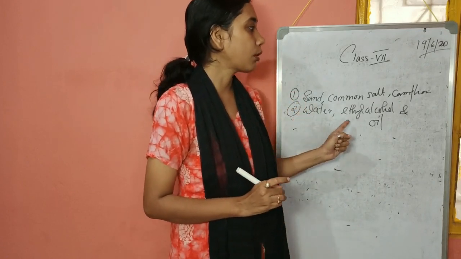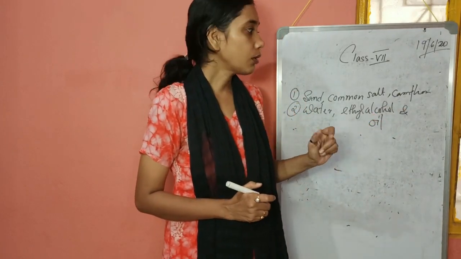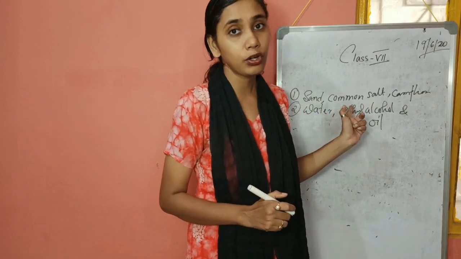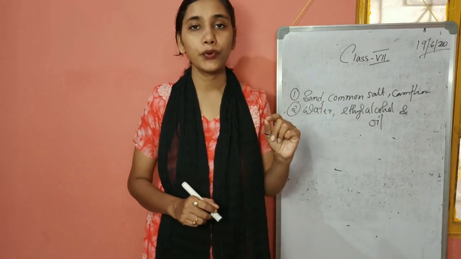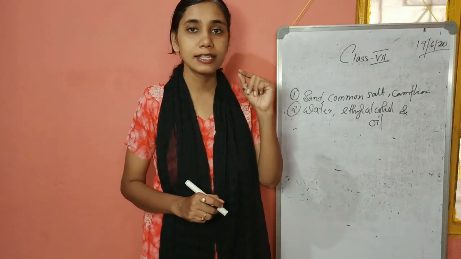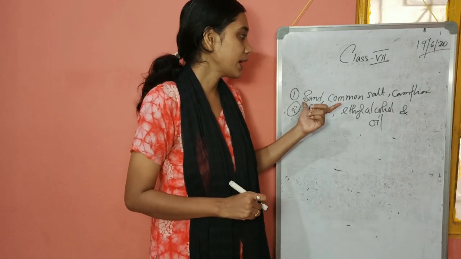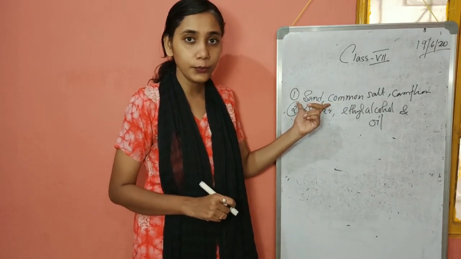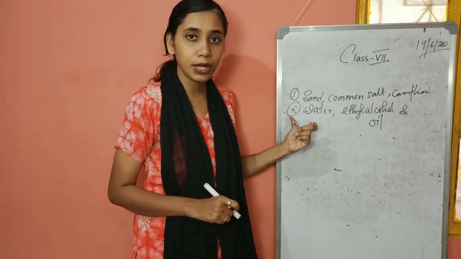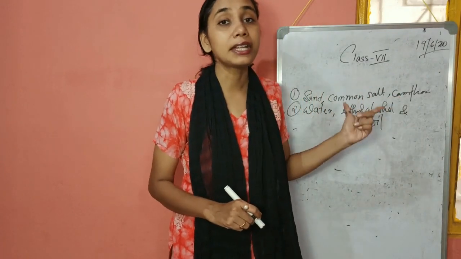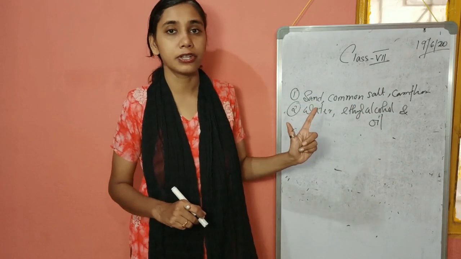First one is sand, common salt and camphor. Now camphor is sublimable, sand and common salt both are not. So first thing we can go for sublimation. So you can write initially sublimation, then camphor gets separated and we have sand and common salt left now. We know common salt is soluble in water whereas sand is not. So first sublimation, then addition of water followed by filtration.